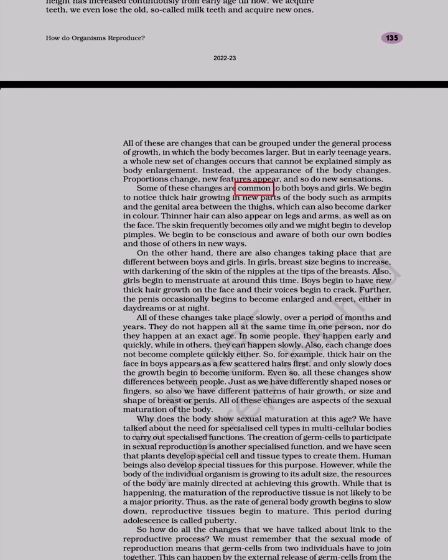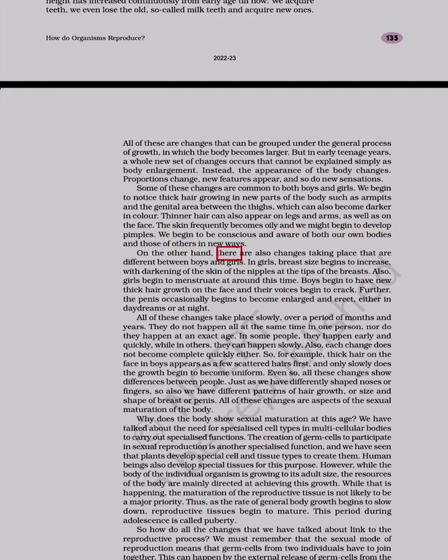Some of these changes are common to both boys and girls. We begin to notice thick hair growing in new parts of the body such as armpits and the genital area between the thighs, which can also become darker in color. Thin hair can also appear on legs and arms, as well as on the face. The skin frequently becomes oily and we might begin to develop pimples. We begin to be conscious and aware of both our own bodies and those of others in new ways.